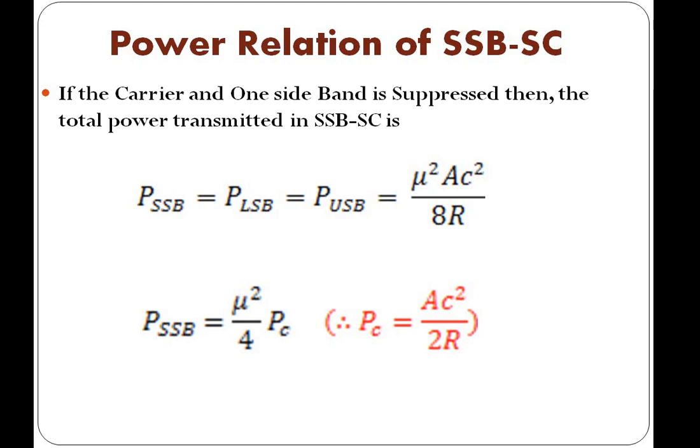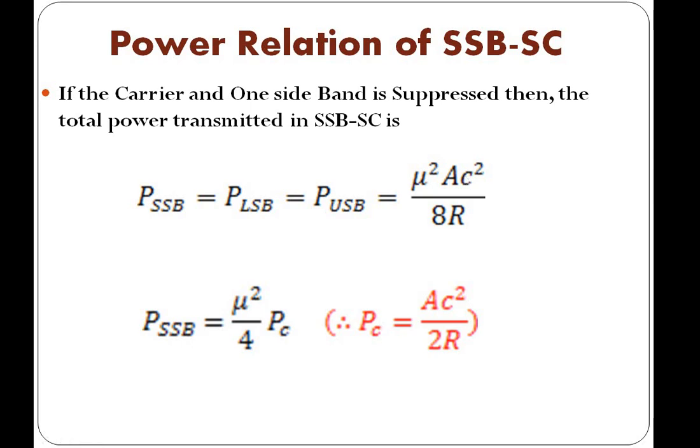If the carrier and one sideband are suppressed, then the total transmitted power is equal to the power of one sideband. So I will give it as the power of SSB, the single sideband modulation, is equal to either the power of the lower sideband or the power of the upper sideband, and that is given as mu square AC square by 8R. We calculated this in the last class itself, so I have given it directly, but I am going to give you an assignment for this also. Monday you have to show that. So the power of the SSB signal is equal to mu square AC square by 8R.